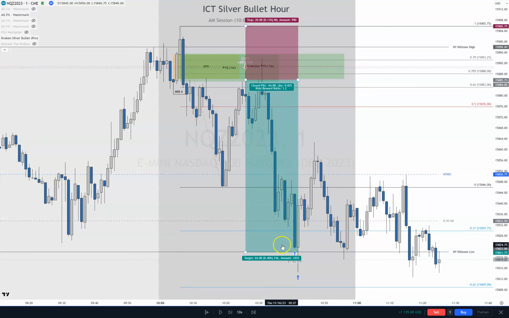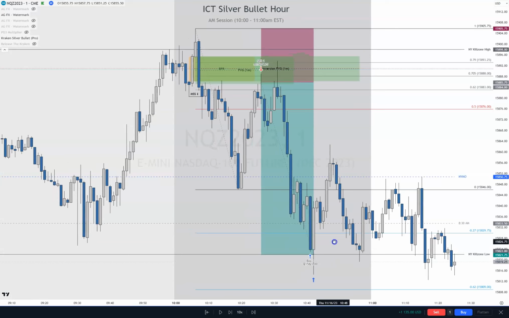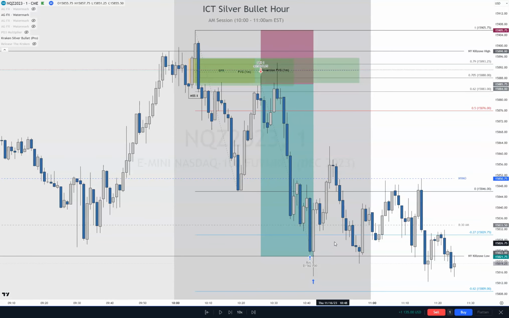That's 64 handles, 64 points. We'll take that every day of the week. So that was your trade. We got out of the New York Killzone, and we saw the power of 3 candles play out and the macros and the balanced price range option on the Kraken Silver Bullet indicator. So that is your AM Silver Bullet on Thursday, November 16th, using the Kraken Silver Bullet Pro indicator.